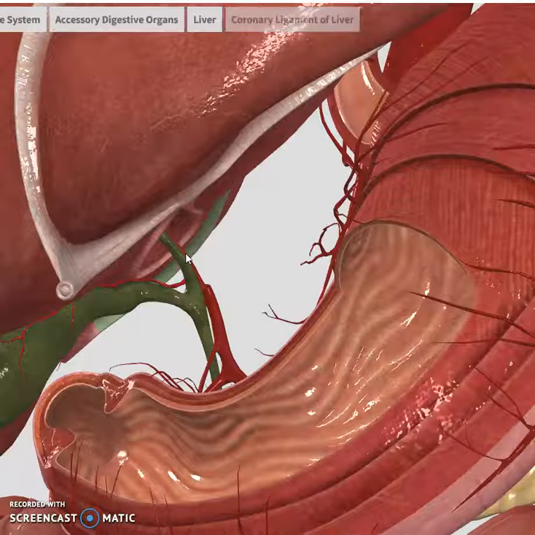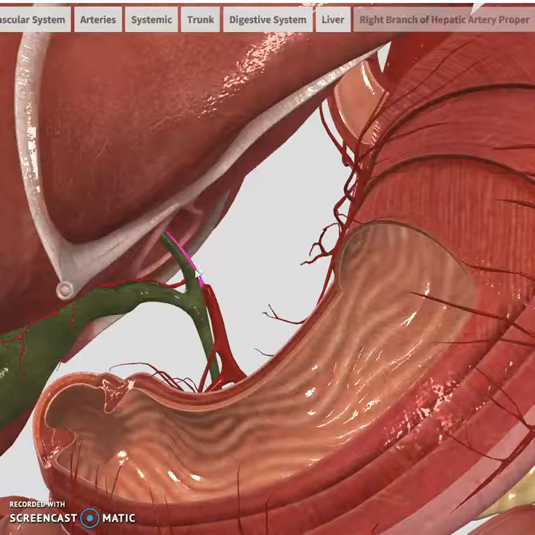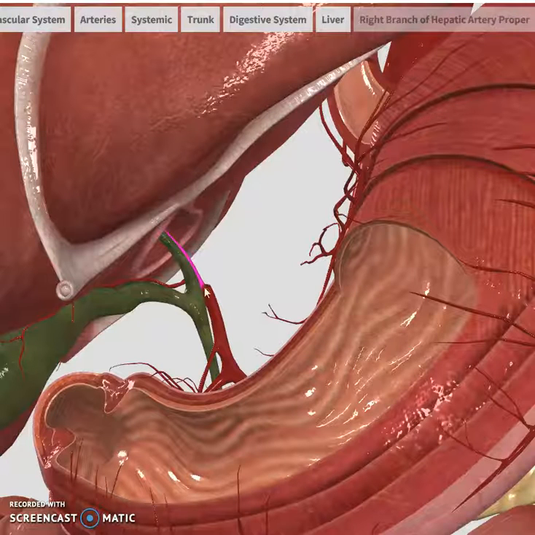Okay, this is just the right branch. There's another called the left branch, and this is going to supply inside the liver. Okay, so those are the branches of the proper hepatic: the cystic artery as well as the right and left branches of the proper hepatic. So that is for the proper hepatic branch of the common hepatic.